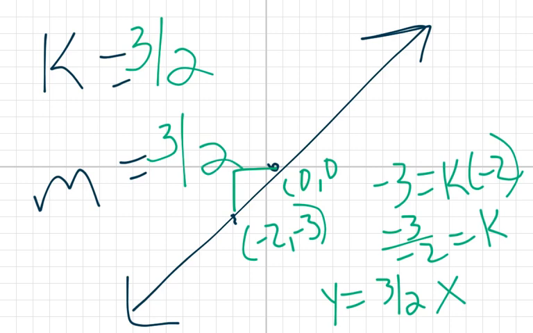What you should have recognized from this is that your constant of variation and your slope will be the same thing.